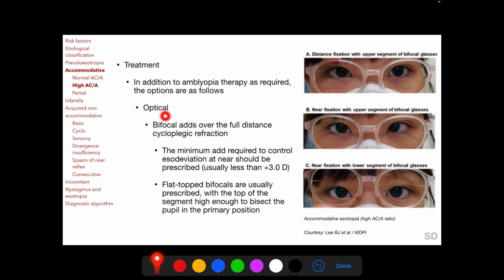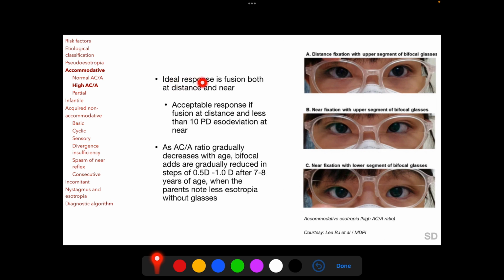Optical treatment of high AC/A ratio accommodative esotropia is the prescription of bifocal adds over the full distance cycloplegic refraction. The minimum add required to control esodeviation at near should be prescribed and is usually less than plus 3 diopters. Flat top bifocals are usually prescribed with the top of the segment high enough to bisect the pupil in the primary position. Ideal response following optical correction of high AC/A ratio accommodative esotropia is achievement of fusion for both distance fixation and near fixation.